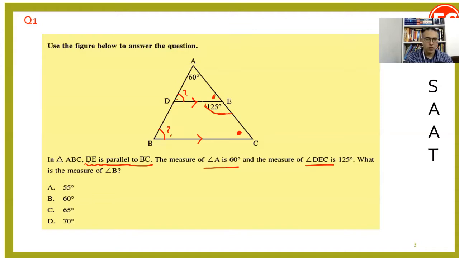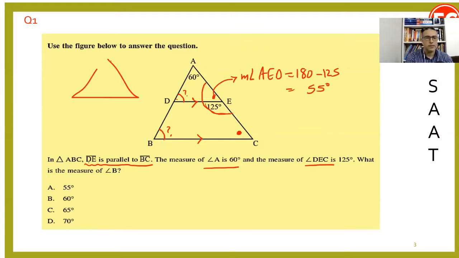I know that the whole measure of this angle is equal to 180. So this angle, which is angle AED, is equal to 180 minus 125, which is 55. So inside the triangle ADE, the vertex angle is 60, one of the angles is 55, and the total sum is 180. 60 plus 55 is equal to 115, so the angle is 180 minus 115, which is equal to 65.